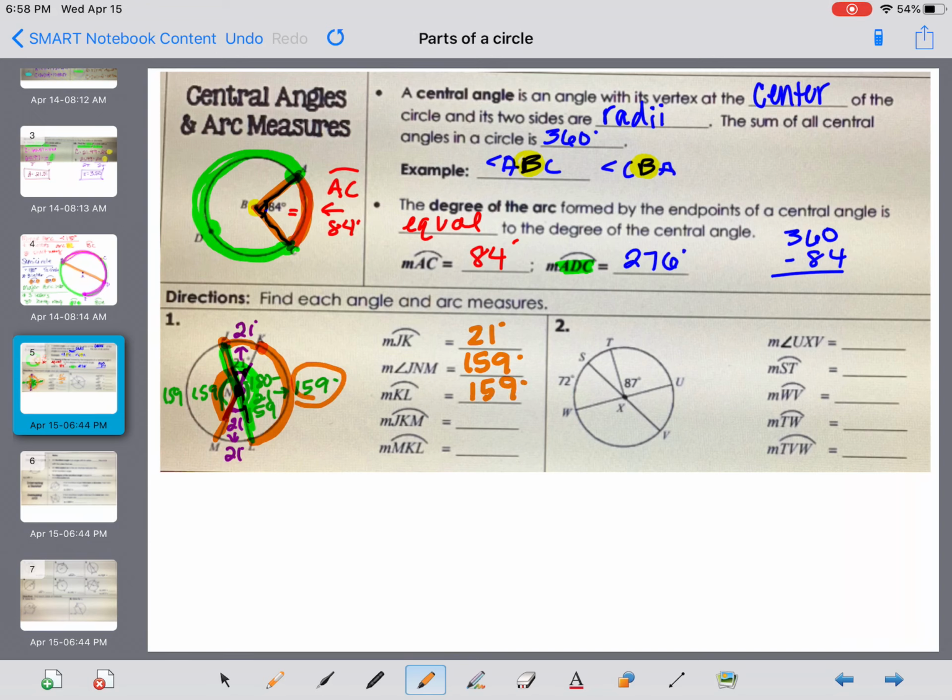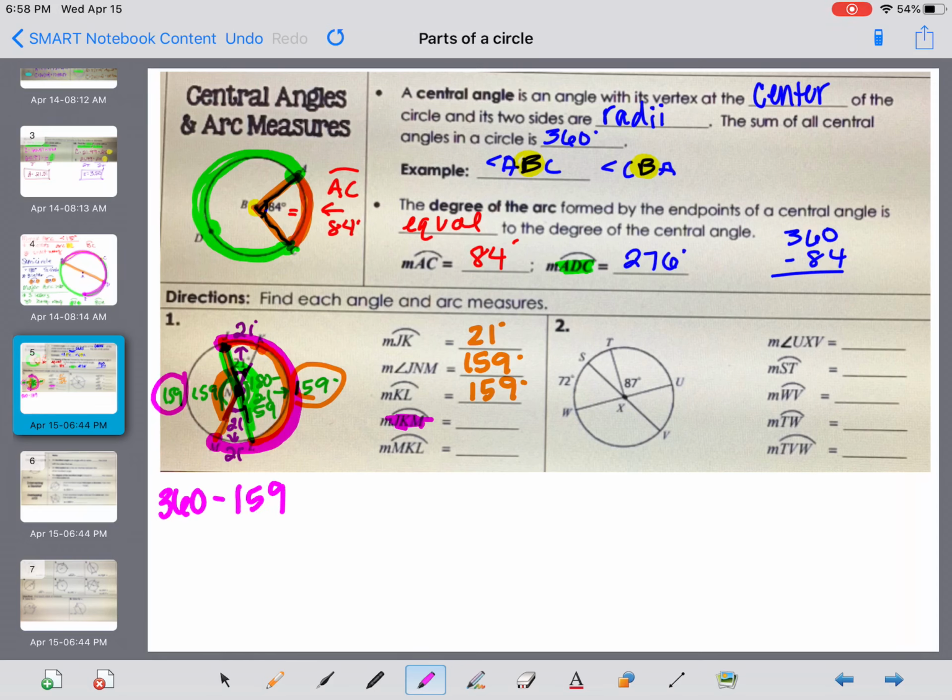All right, then it asks for arc KL. Arc KL, so that's this piece right here. And we figured that out as well. It's 159 degrees. Then it asks us for arc JKM. Now that's a major arc because it has 3 letters. JKM. So starting at J, going through K, and then all the way around to M. So we're talking about this whole piece here.